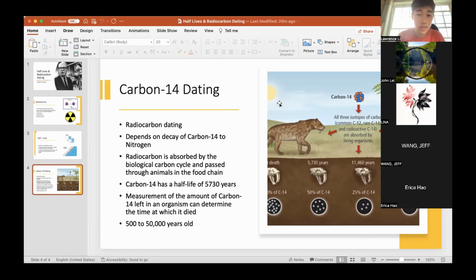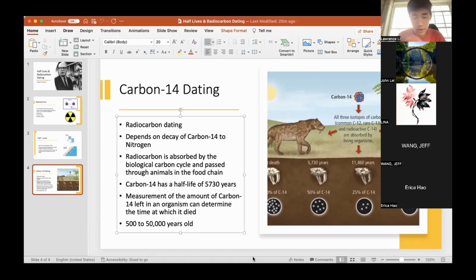If we can find an organism and detect how little carbon-14 is left in it, then we can tell how old it is. Carbon-14 has a half-life of 5730 years. So if half of the carbon-14 is left in the organism, then we know the organism died about 5,700 years ago, give or take 40 or so years.